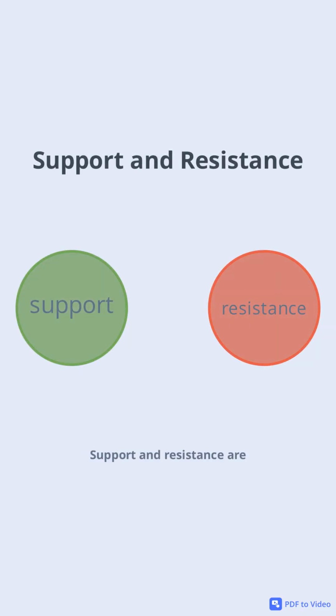Support and resistance are fundamental concepts in technical analysis. Support is a price level where buying interest may emerge, while resistance is where selling pressure could increase. Identifying these levels helps traders plan entries and exits.